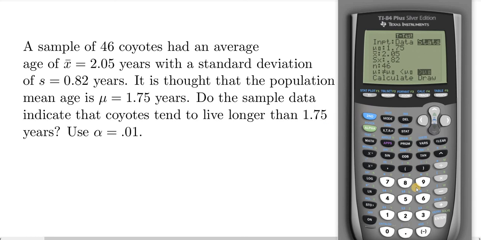Then you want to go down to calculate and then just hit enter. And that's it. That's everything you need to do a hypothesis test. If you wanted to finish this test, you would look at the p-value. The p-value is 0.008. And because it's smaller than your alpha, you would then reject the null hypothesis. And in this case, you would have enough evidence to say that coyotes tend to live longer than 1.75 years.